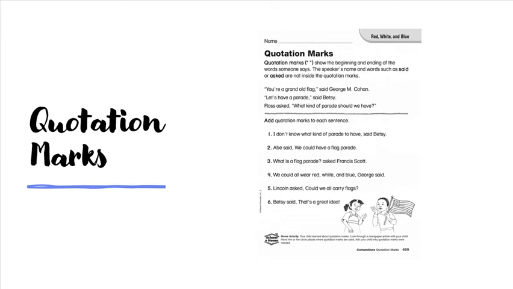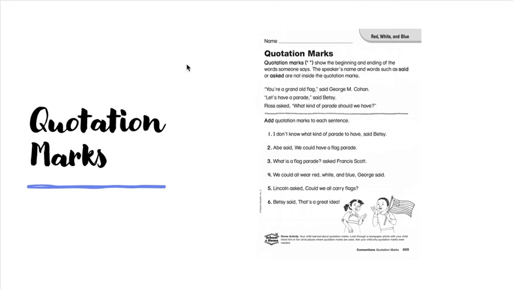Okay, so now you are ready to do page 499 in your Readers and Writers Notebook. So this page is all about quotation marks. So let's take a look at the directions. Quotation marks, and here's a little picture of what they look like, show the beginning and ending of the words that someone says. The speaker's name and the words such as said or asked are not inside the quotation marks. So basically, quotation marks show the beginning and ending of the words that someone says. So you see them at the beginning and the ending of the words that someone says.